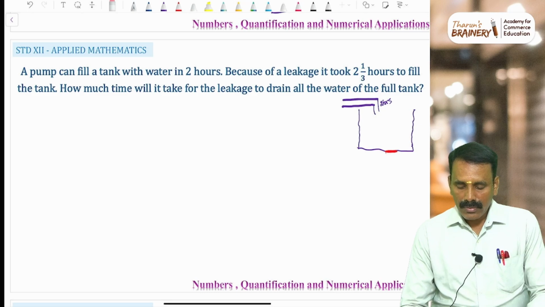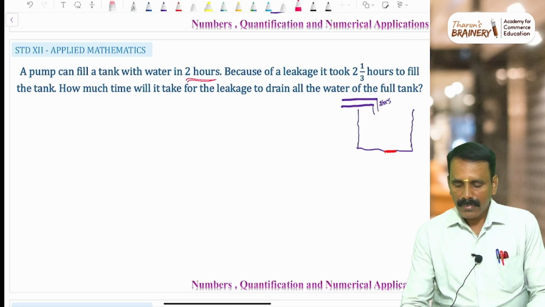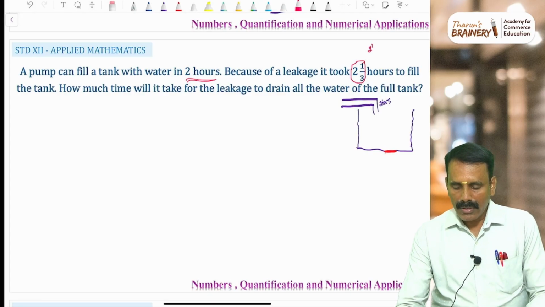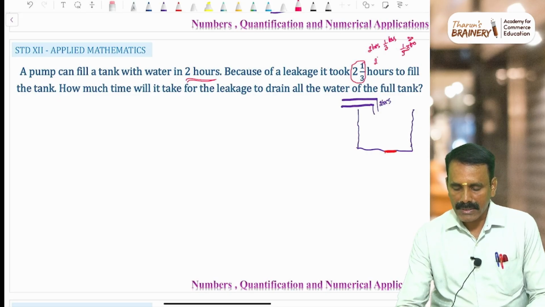So instead of 2 hours, it is going to be 2 1 by 3 hour. What is 2 1 by 3 hour? 2 hours we know. What is that 1 by 3? 1 by 3 part of an hour. That is 1 by 3 into 60. That is 20. So it is going to take 20 minutes extra. 2 hours, 20 minutes.